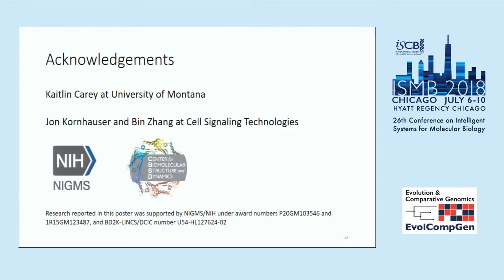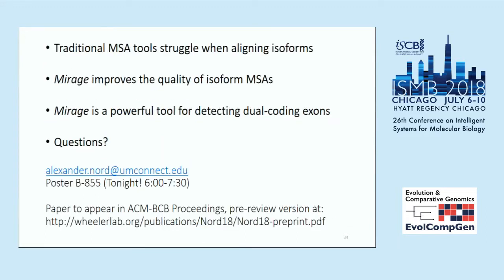All right. So with that, I would like to thank my wonderful collaborators at both the University of Montana and Cell Signaling Technologies. And I'll summarize by saying that traditional multiple sequence alignment tools struggle when aligning isoforms, but Mirage is able to improve the quality of isoform multiple sequence alignments and has been shown to be a powerful tool for detecting dual coding genes.